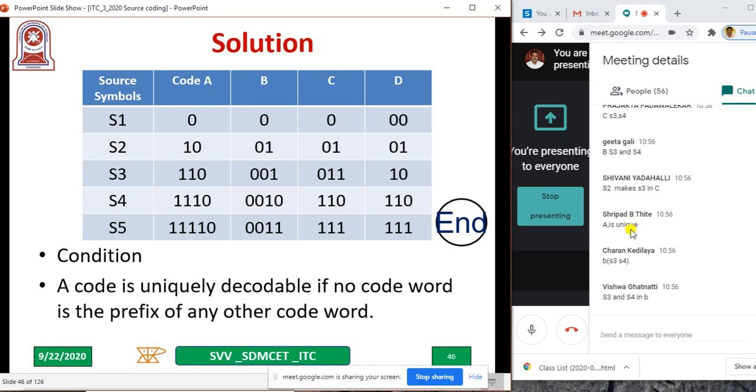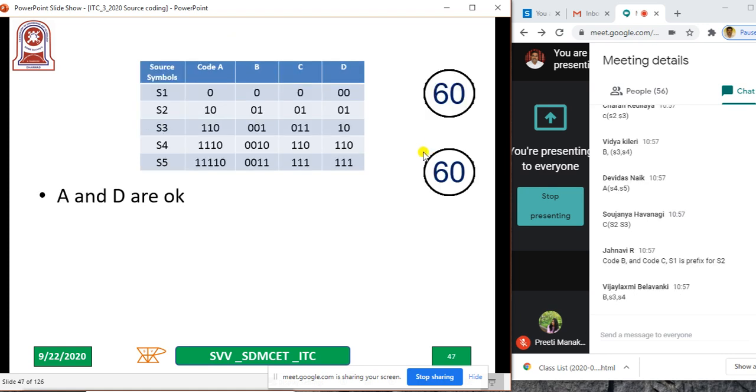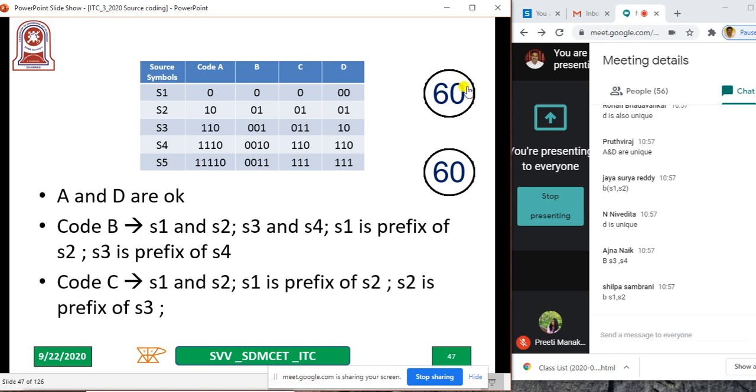A is uniquely decodable, correct, Sripath. S3, S4 in B, Simran, correct. Chaitra is telling C, S1, S2; it is also correct. Vidya is typing B, S3, S4; correct. Very good. So in code B and code C, S1 is a prefix of S2, January. Okay, good. Nobody wrote A and D. D is also unique, Rohan, correct. A and D are unique, Prithviraj, perfectly correct. So A and D are okay, and code B and code C are not, as most of you said.